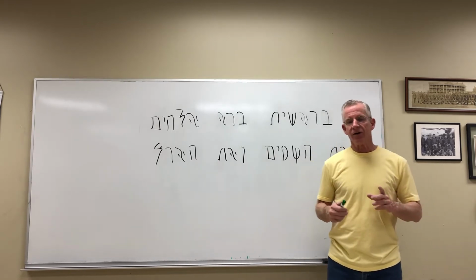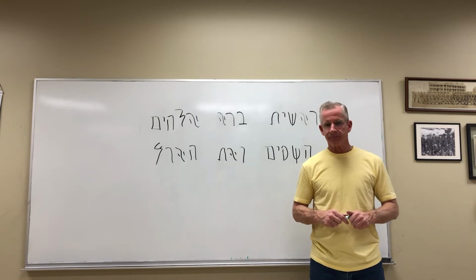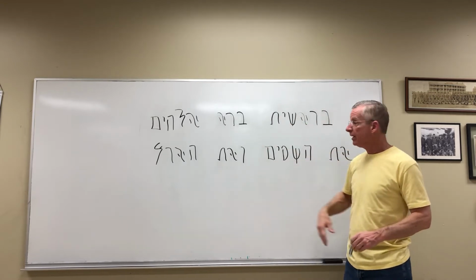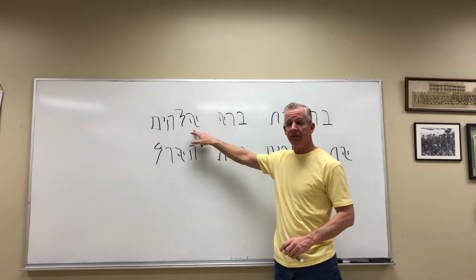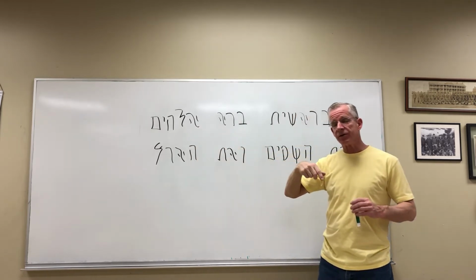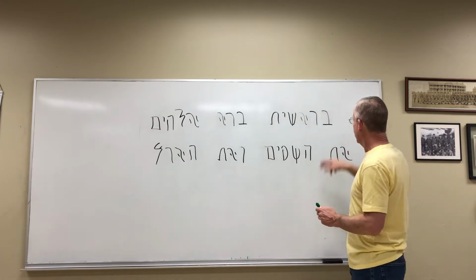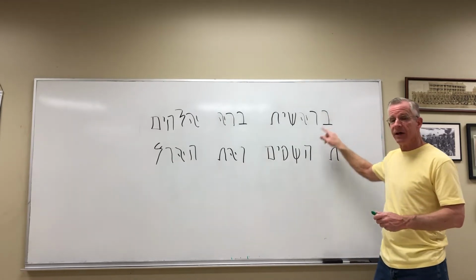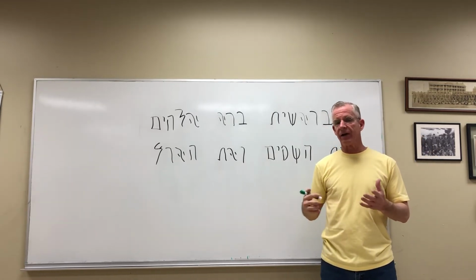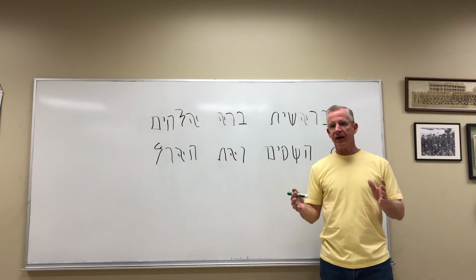We started the year learning the Hebrew alphabet. And these are some of those letters. This is the Hebrew letter Aleph, which corresponds to our English letter A. This is the Hebrew letter Bet. It corresponds to our English letter B. So we learned all those letters.